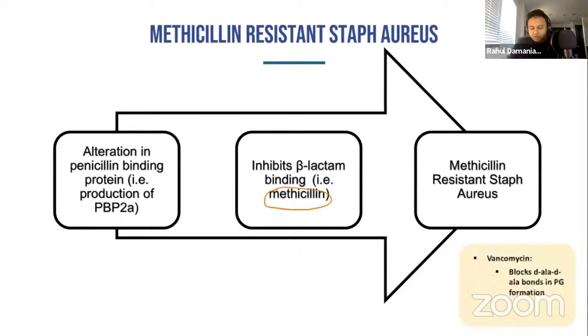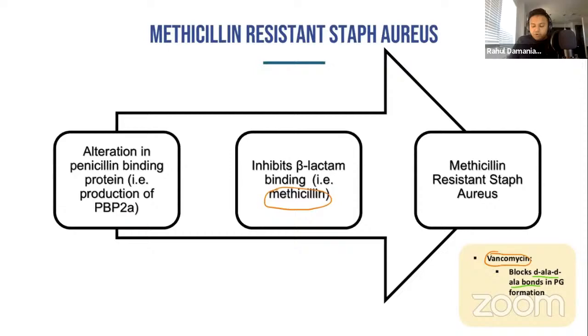And what we now integrate is what we use for MRSA, and that is vancomycin. Because vancomycin doesn't bind to penicillin-binding protein. No way. Vancomycin blocks the D-Ala bonds in the actual formation of the peptidoglycan cell wall. So vancomycin doesn't use PBP. It actually uses an alternative pathway, which is the D-Ala, which again is a component of the peptidoglycan cell wall.